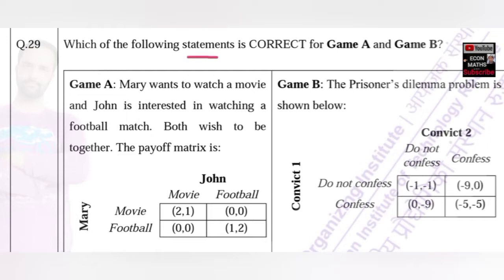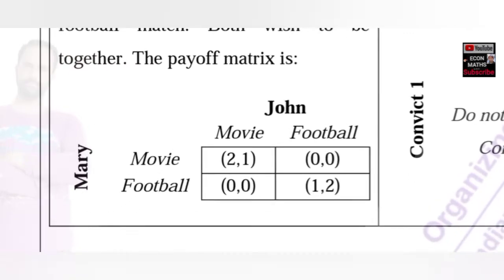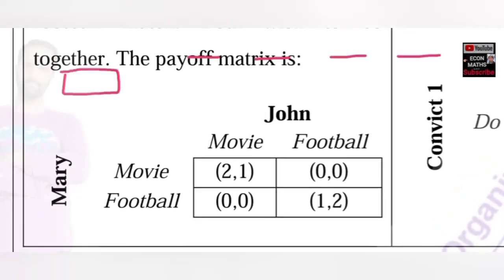Which of the following statements is correct for game A and game B? The statements are regarding Nash equilibrium. So let us try to find out the Nash equilibrium for game A first and then for game B. Okay, so for that let me zoom this out. Now we have two players, Mary and John.